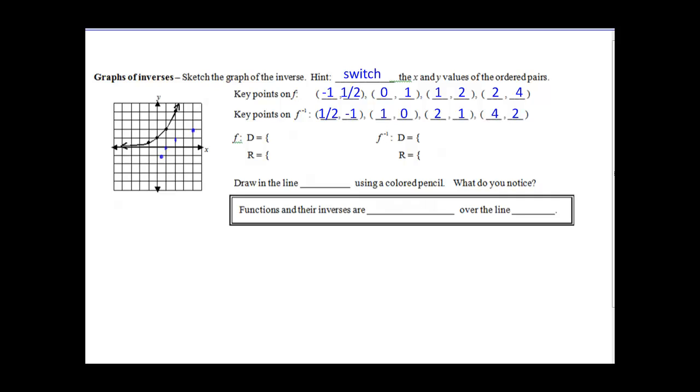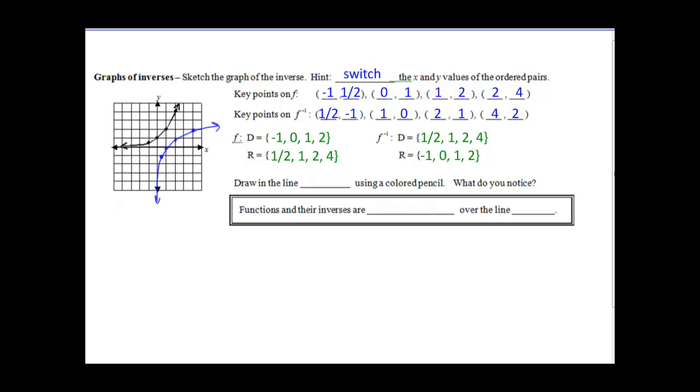If we graph this, this is going to go up like this. This is going to go probably like that. So the domain for the original function is -1, 0, 1, and 2. Our range is 1/2, 1, 2, and 4. When we look at the inverse function, we now have the domain 1/2, 1, 2, and 4, and the range -1, 0, 1, and 2. Looking at the graph of the original function and the inverse, is there anything that you can notice?